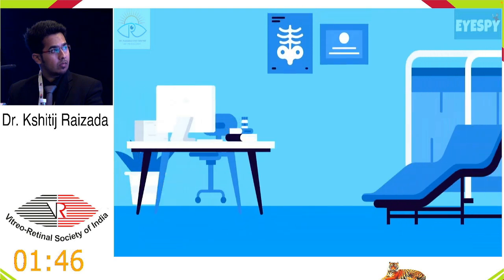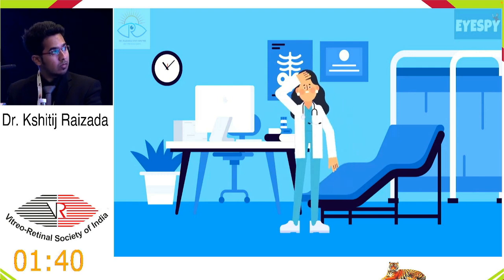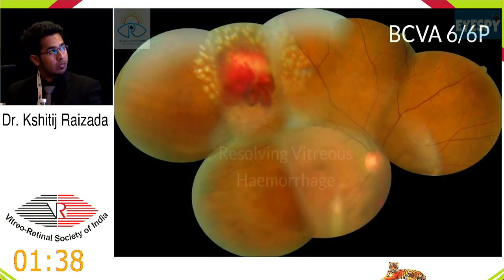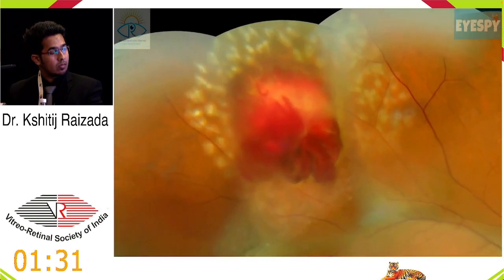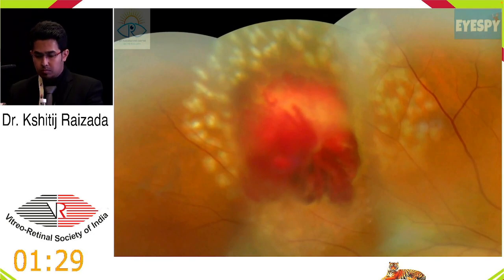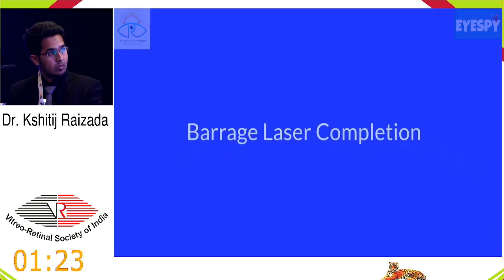The patient was given anti-inflammatory medication and was asked to maintain a propped up position and to avoid coughing and straining. The patient returned 3 days later with a BCVA of 6/6 partial, showing resolving vitreous hemorrhage. Barrage laser marks could be seen all around the hole except for the inferior border because of obscuration by the downflowing thick bloodstream. So in this visit, barrage laser was completed and the patient was asked to take the same precautions as described before.